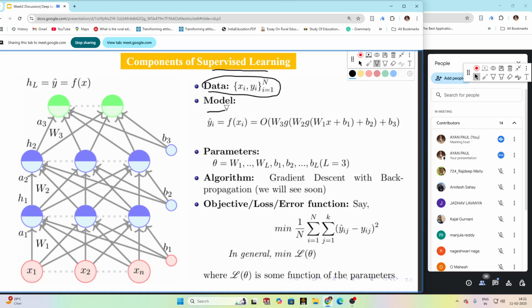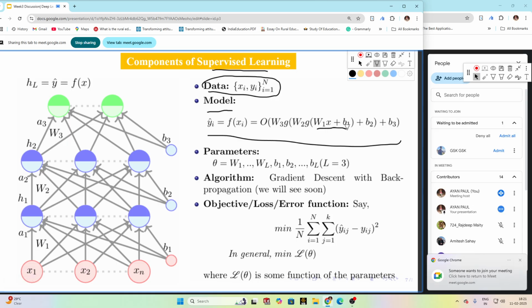Then we have the model. What type of model are we using here? We are using the neural network. This is the equation of the neural network: W1x plus B1 gives the A1 value, and after that you put it in a function called G, so you get H1. Then W2 into H1 plus B2 gives A2, and similarly you reach the output. That is the model.